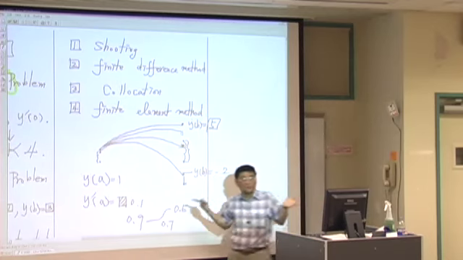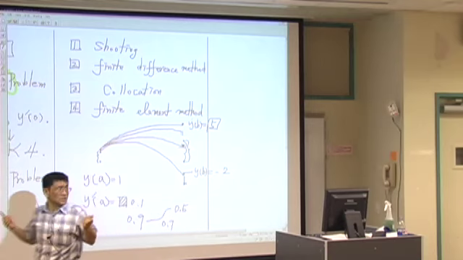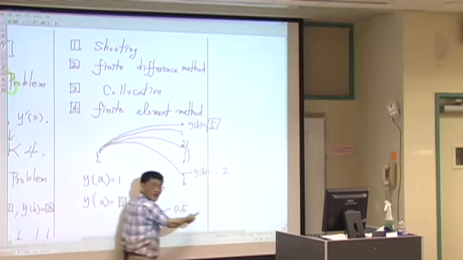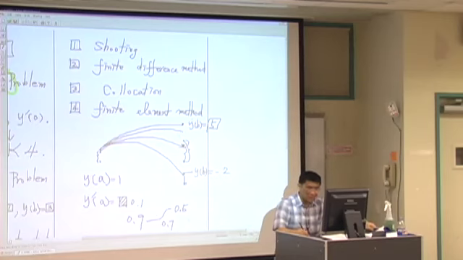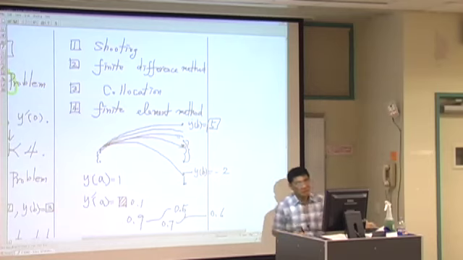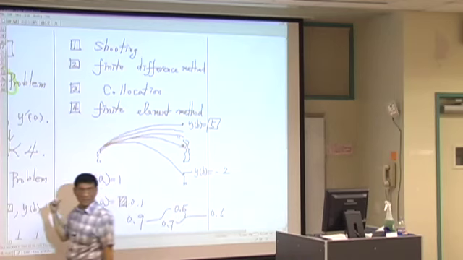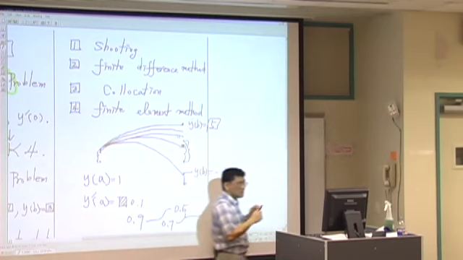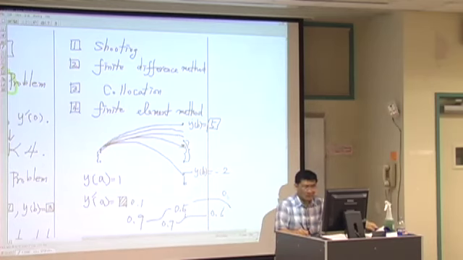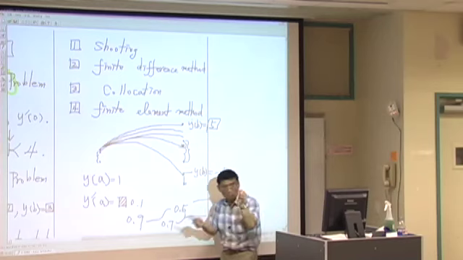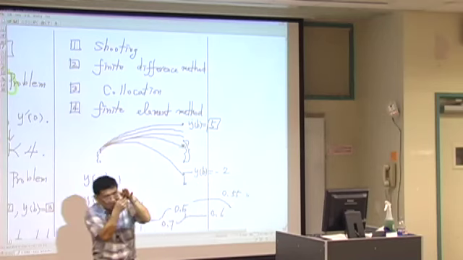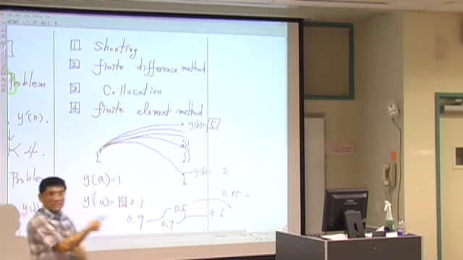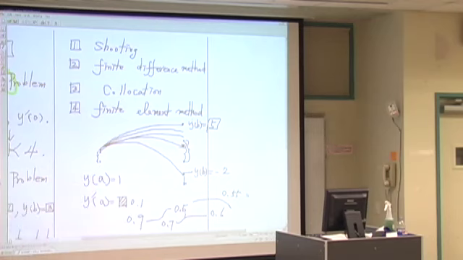Then 0.7 could be too large, right? Then what should we do? It should be between 0.7 and 0.5. So next time we pick the middle point of the two, 0.6, and then reshoot. And then if 0.6 is too large, then we shoot between 0.6 and 0.5, like 0.55, and so on. So we try to narrow down the correct angle. This is the shooting method, and if you have any questions about it, ask.